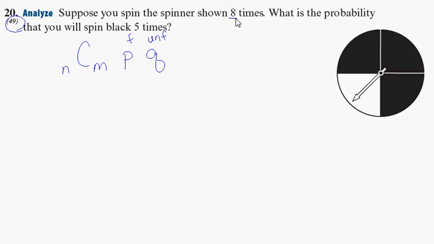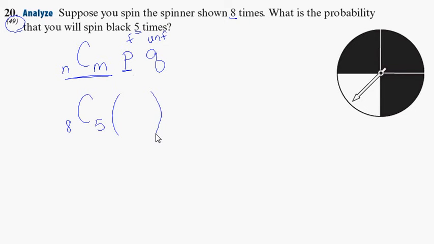So in this case, the event is that we're spinning the spinner 8 times. And we want black 5 times. So 8 choose 5 is going to be our numerical coefficient here. And now we need to figure out what our favorable probability is and what our unfavorable probability is.